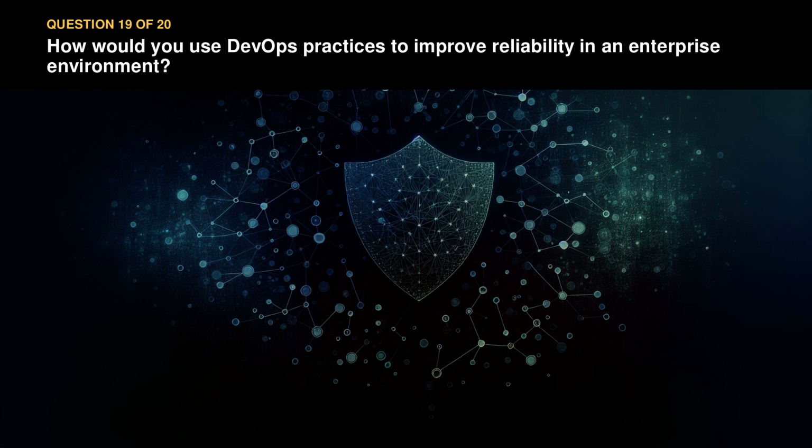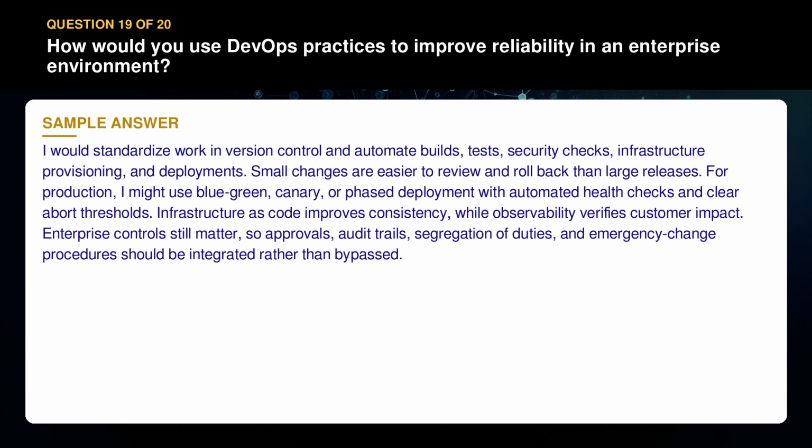Question 19. How would you use DevOps practices to improve reliability in an enterprise environment? I would standardize work in version control and automate builds, tests, security checks, infrastructure provisioning, and deployments. Small changes are easier to review and roll back than large releases. For production, I might use blue-green, canary, or phased deployment with automated health checks and clear abort thresholds. Infrastructure as code improves consistency, while observability verifies customer impact. Enterprise controls still matter, so approvals, audit trails, segregation of duties, and emergency change procedures should be integrated rather than bypassed.